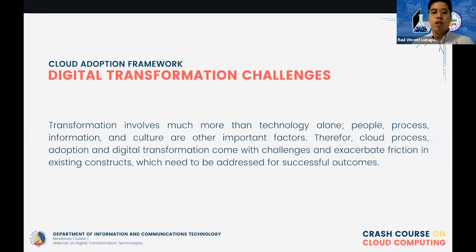Transformation involves much more than technology alone, and always think about that. People, processes, information, and even culture are the most important factors. That is to be considered a lot, especially people. One of the most, and the developers can attest to this, is that most of the difficulties encountered by developers, because in the Philippines you have a practice of the developers being the one who would deploy, is that they would encounter a problem that some of the people are hesitant or resistant to change. Correct? Tama ba mga developers?